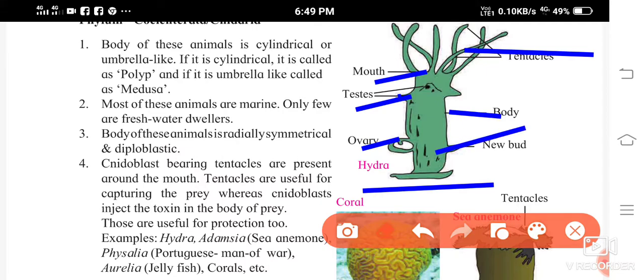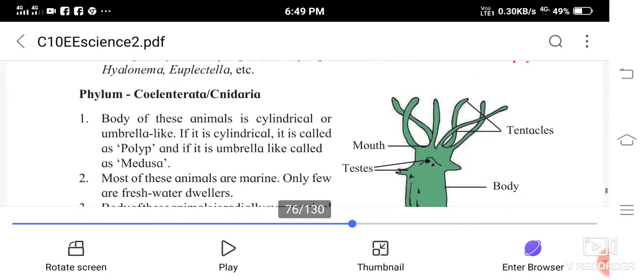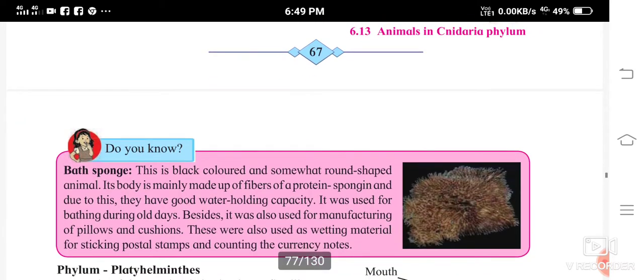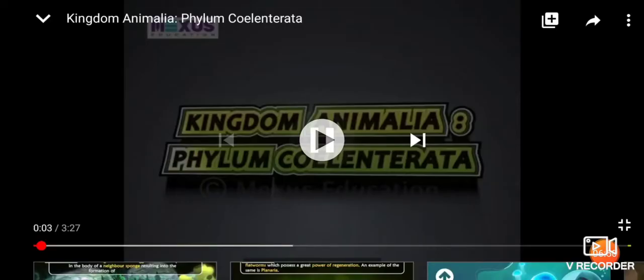You can see, wait, I will rub this so that you will be able to see it properly. Now see, you can see this new bud formed, isn't it? Yes. So this is bisexual, isn't it? Okay. So now let me show you the video clip. Now let us see this clip, okay?